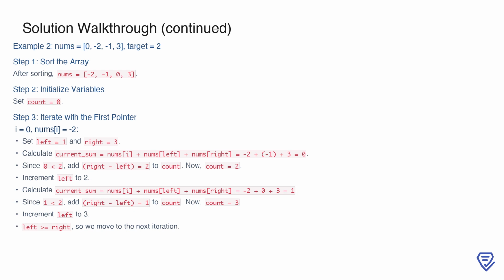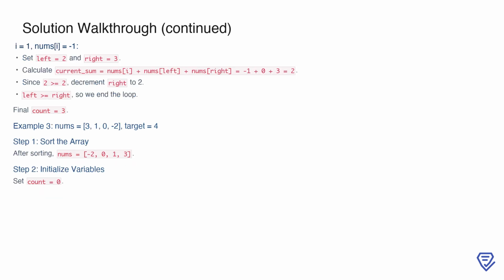Next, we increment the left pointer to 2 and calculate the sum again, which is -2 plus 0 plus 3, resulting in 1. Since 1 is still less than 2, we add 1 more to the count, making it 3. Incrementing left to 3 ends this iteration because left is no longer less than right.